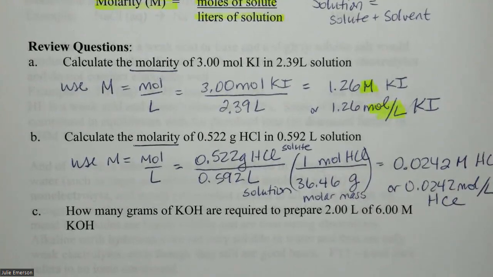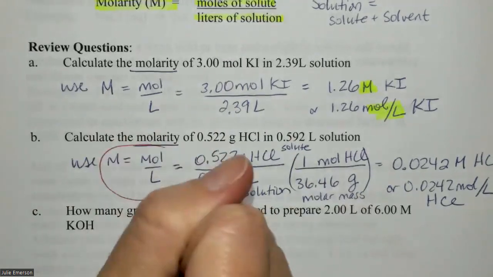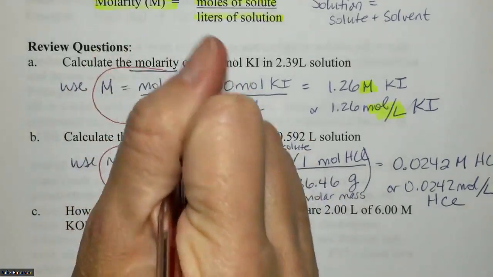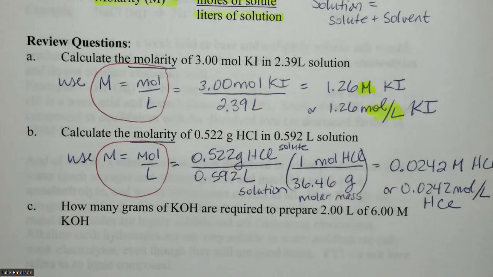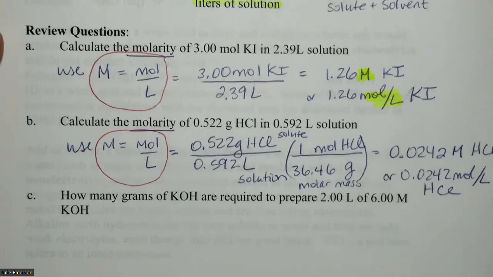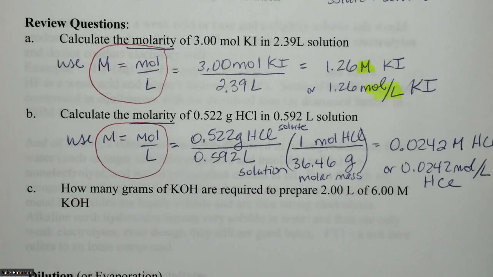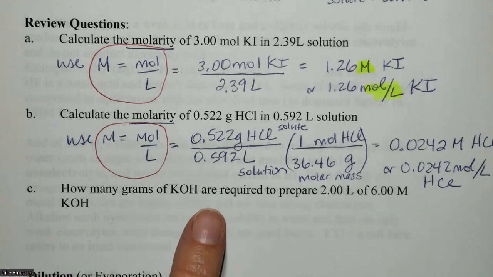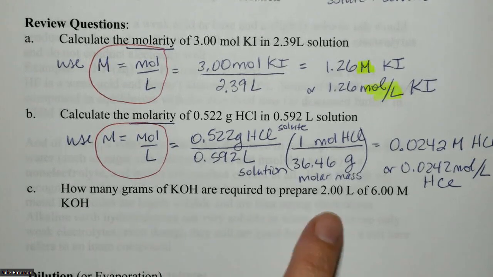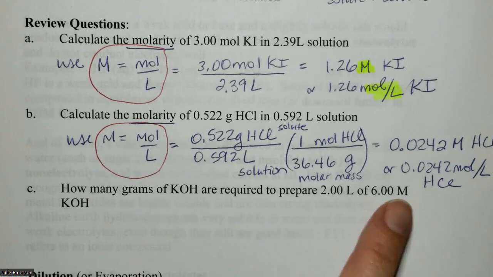All right, so just make sure that if you're solving for molarity, you want to use the formula, and you want to make sure you've got the moles of the solute over liters of solution. Now, what happens in the next example is the molarity is actually going to be given. It says instead, how many grams of KOH, potassium hydroxide, are required to make 2 liters of a 6.00 molar KOH solution.